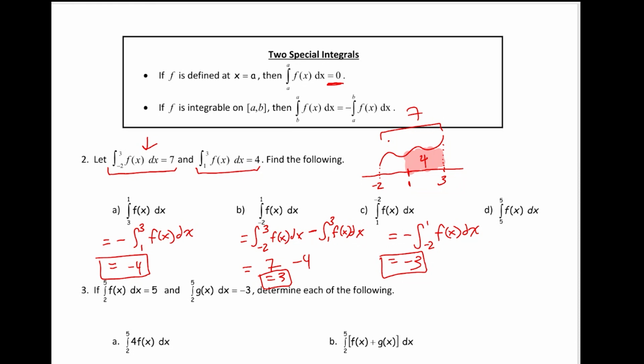The last one is asking for the area between 5 and 5. Now, there's no reference to 5 anywhere on any of those boundaries, but it doesn't really matter because anytime those boundaries are the same, this definite integral will equal 0.